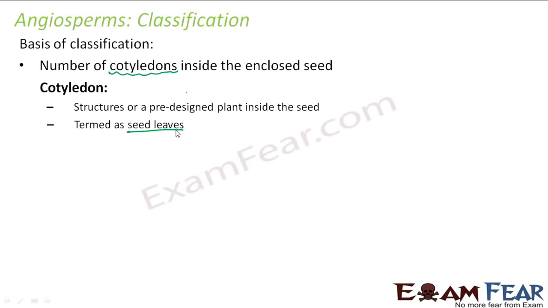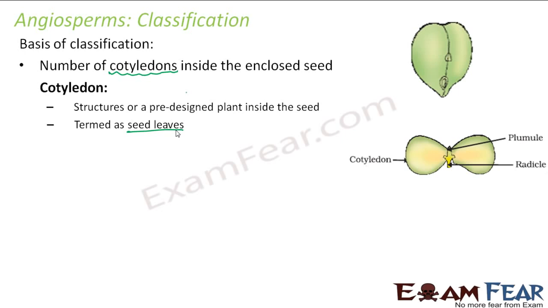In the flowering plants, all of them have seeds, and their seeds are enclosed inside the fruit. There is one variety of plants which have only one seed leaf, that is, inside the seed there is just one leaf-like structure. Whereas there is another variety of plants which have two seed leaves, that is, two leaf-like structures. This is how a seed looks. This is what is known as cotyledon, the leaf-like structures. Here it has two.